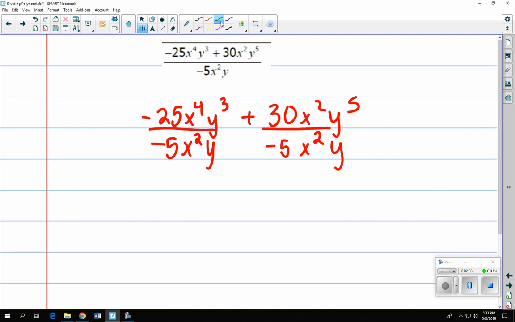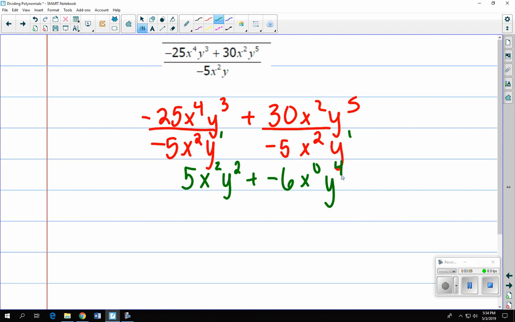So starting out, negative 25 divided by negative 5 will give me a positive 5. x to the fourth divided by x squared. Again, here we are subtracting our exponents. 4 minus 2 will give me x squared. I'm going to put my imaginary 1 here. y to the third divided by y to the first is y squared. Plus 30 divided by negative 5 gives me negative 6. x squared divided by x squared is x to the 0. And y to the fifth minus y to the first is y to the fourth.